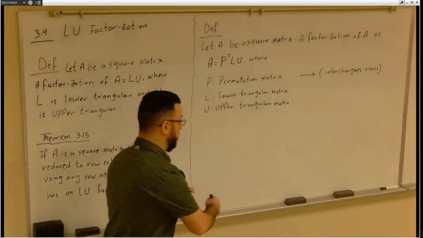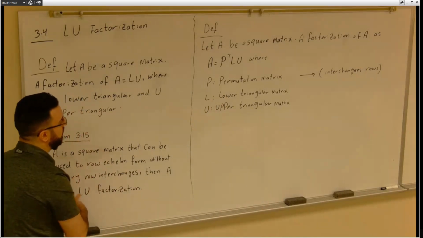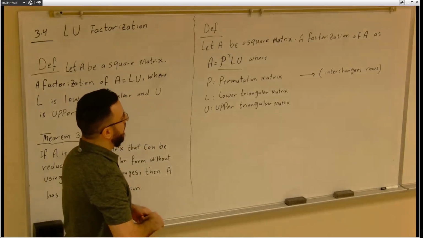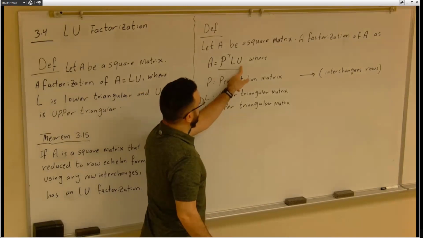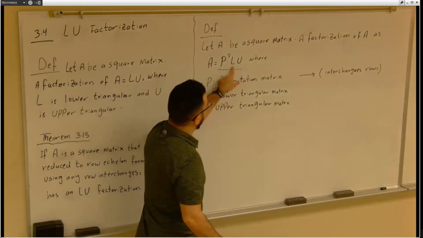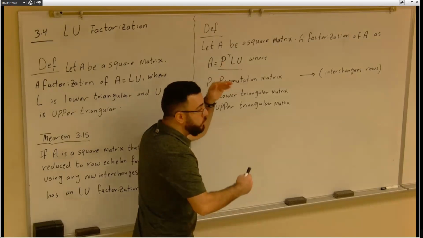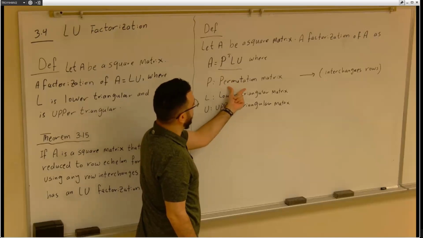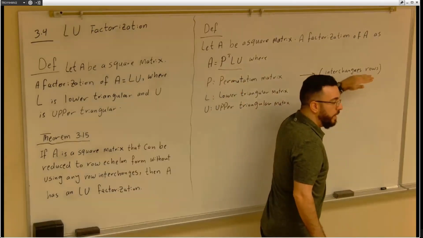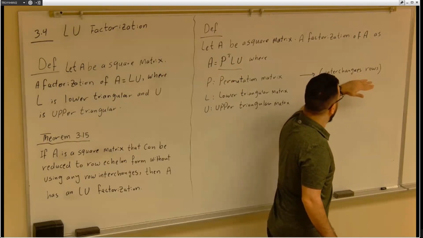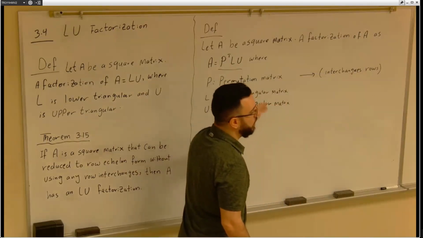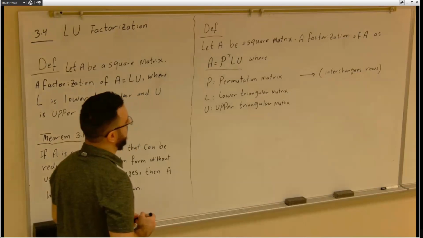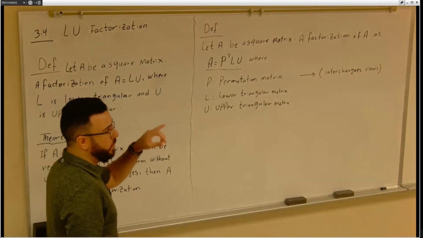The only difference between LU factorization and P transpose LU factorization: in LU factorization, you do the same process, lower triangle matrix and upper triangle matrix. But when you change the rows, you're going to get a permutation matrix, which comes from interchanging the rows. We're going to check how to find the permutation matrix. Then you take the transpose. That means you get A equals P transpose LU. It's going to be easier when we start doing examples.